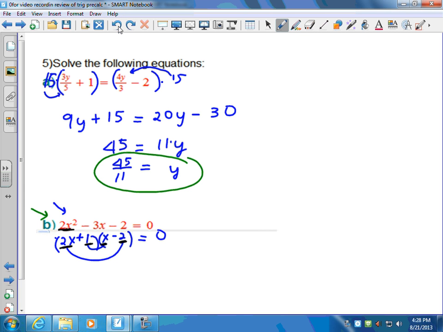But if you're having trouble there, please go to Google, search factoring quadratics, and go through a specific tutorial just for that. In this situation, the product of two factors is equal to 0. That means either one or the other must be 0. So if 2x plus 1 is 0, we get x is negative 1 half. If x minus 2 is 0, we get x is equal to 2. So two solutions in this case.